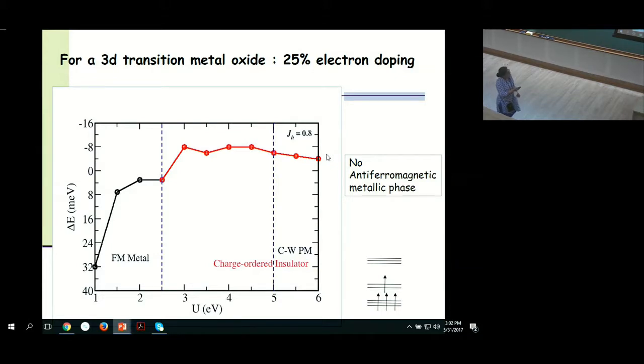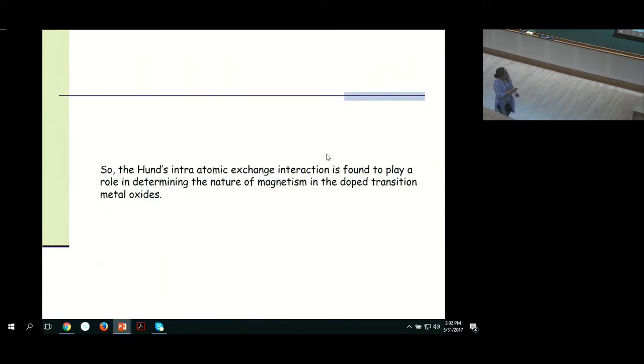So it's actually the Hund's coupling. It's a surprise, though it seems obvious when we think about it, but it has not been realized before that the Hund's exchange interaction is also found to play a role in determining the nature of the magnetism in the metallic phase.